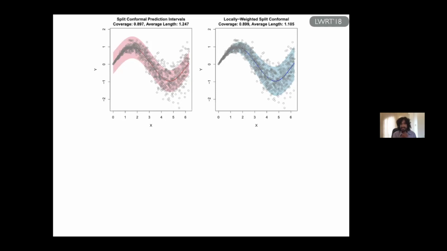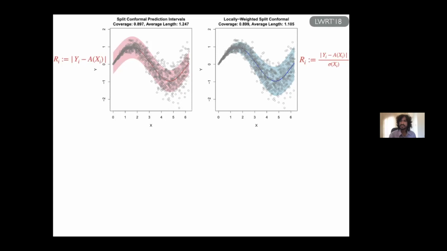And the reason it has constant width is simply because of the way we define the residual. The residual was this, y minus A of x, and because we define things that way, we get a prediction interval that has constant width. But there's no reason we have to. We can define this residual any way we want, and so on the right they propose something called locally weighted split conformal, in which they define the residual slightly differently, and maybe I'll tell you how they do. On the left, it's what we saw earlier.